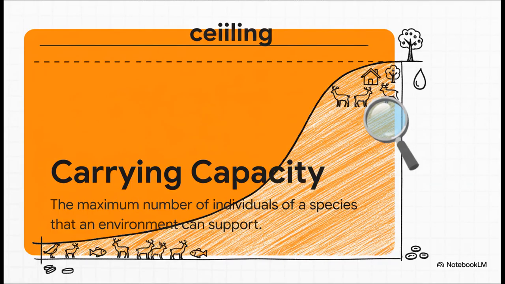Now, see that flat line at the top of the S, that plateau? That has a super important name, carrying capacity. Basically, it's the maximum number of individuals of one species that a particular environment can actually support over a long period of time. It's the ceiling that reality puts on that dream of unlimited growth.